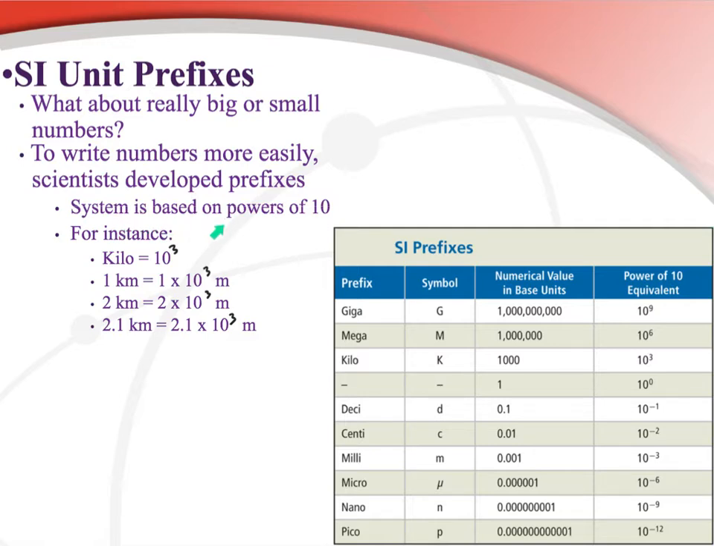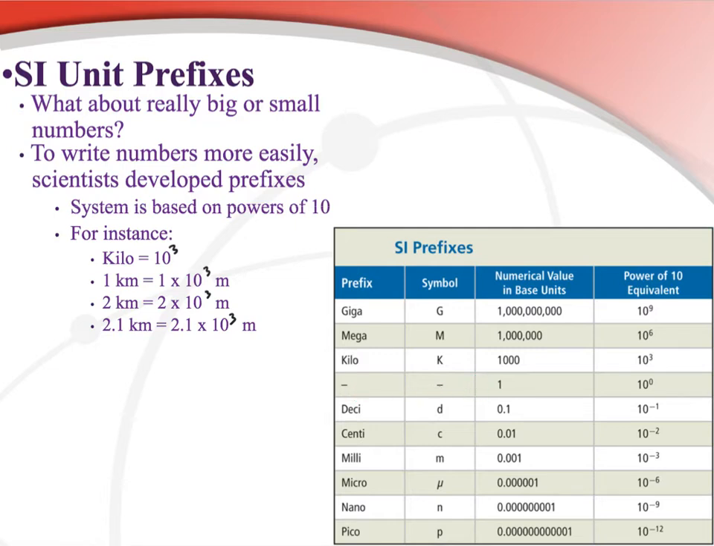The SI system, the Système International, is based on powers of 10. So every one of these is some kind of 10 raised to some power. And after the first couple here, you'll notice it's every 3, since we tend to separate numbers every 3 with a comma. But for instance, if you look at kilo, the value of kilo is 10 to the third, or 1,000. Which means if you have a kilo of something, you have 1,000 of it. If you have 1 kilometer, that's 1 times 10 to the third meters.